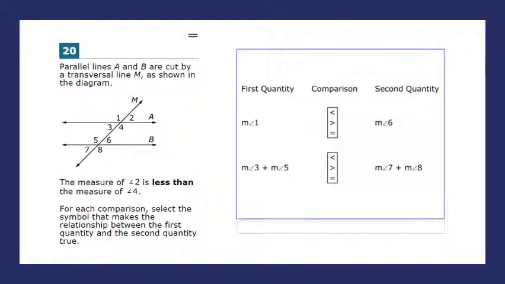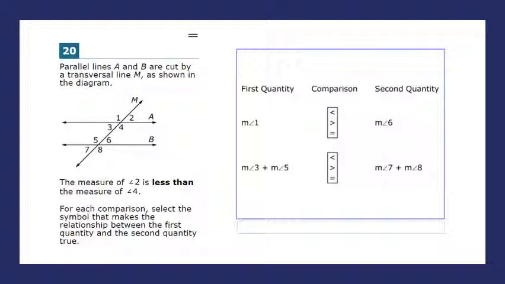Problem number 20 here is a more recent revelation, and these are two parallel lines cut by a transversal, and this is the standard type of example that we went over in class. So it says parallel lines A and B are cut by transversal line M as shown in the diagram. The measure of angle 1 is less than the measure of angle 4. For each comparison, select the symbol that best marks the relationship between the first quantity and the second quantity.